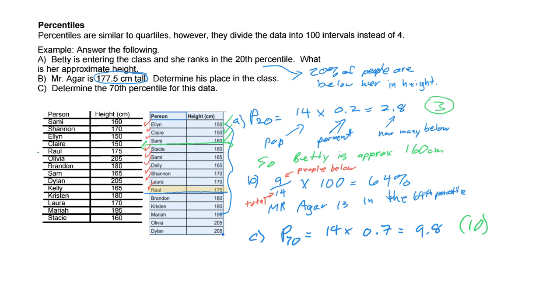So now that I know that it's 10, I know that when I go to, say, Brandon here, Brandon represents the 70th percentile. And that's our answer. So you wouldn't necessarily say it's just Brandon is the 70th percentile. You'd actually say what Brandon's height is. So in this case, our P of 70 is 180 centimeters. And we are done.